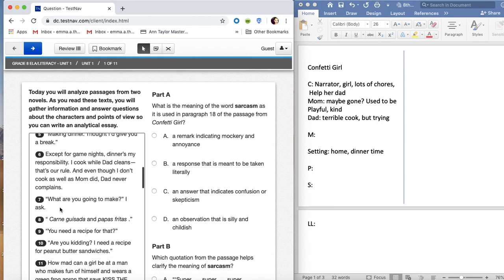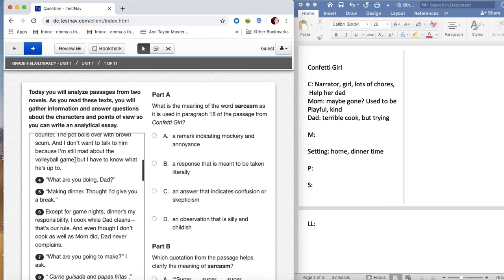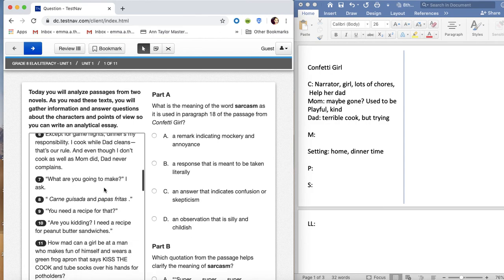Okay, so now I definitely know that the narrator's a girl, but I got a little confused in this section because there's a lot of dialogue, but it's unattributed, meaning I don't know who's saying it. So I'm going to just go back and reread this section because I'm confused. "So what are you making?" I asked. That's the narrator. Oh, yeah. She said up here she needed to know what he was up to. "What are you making?" And he says in response, "carne guisade and papas fritas."